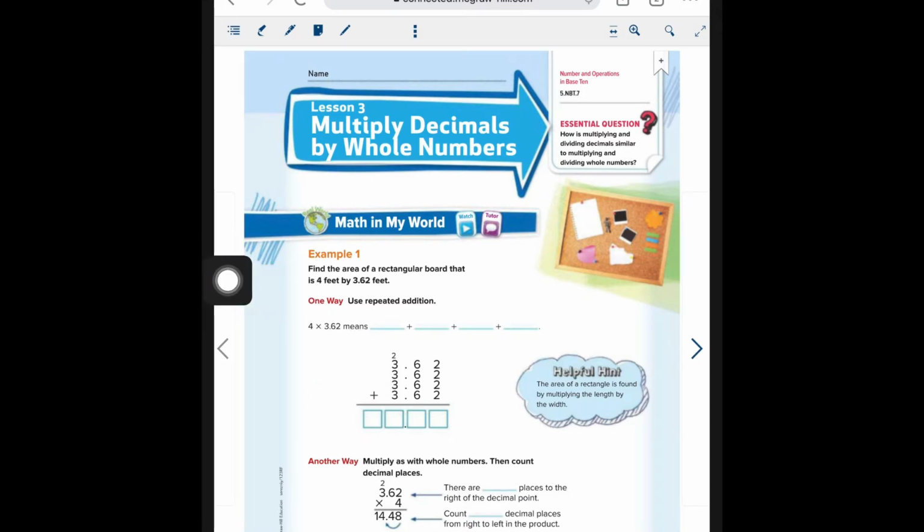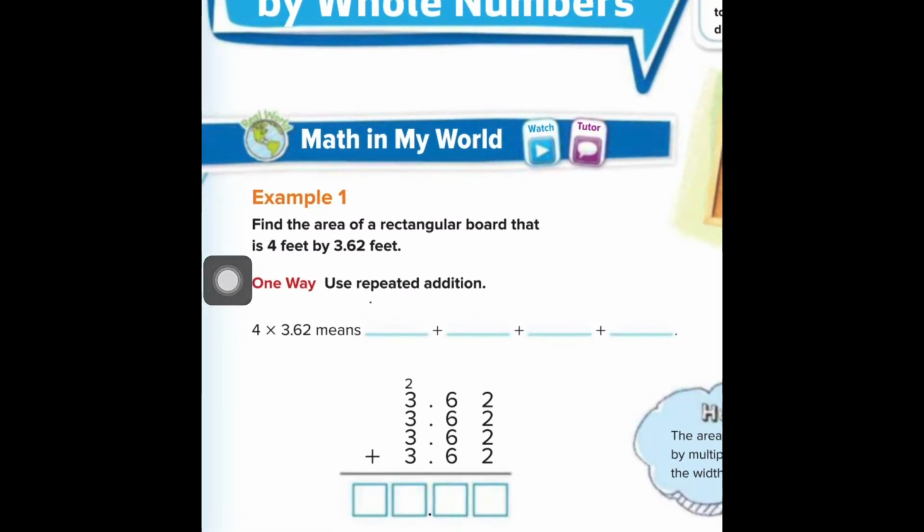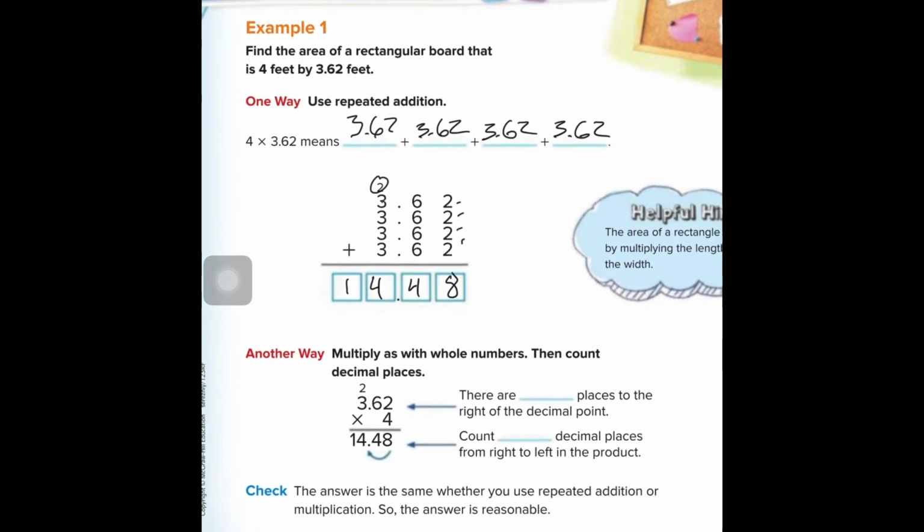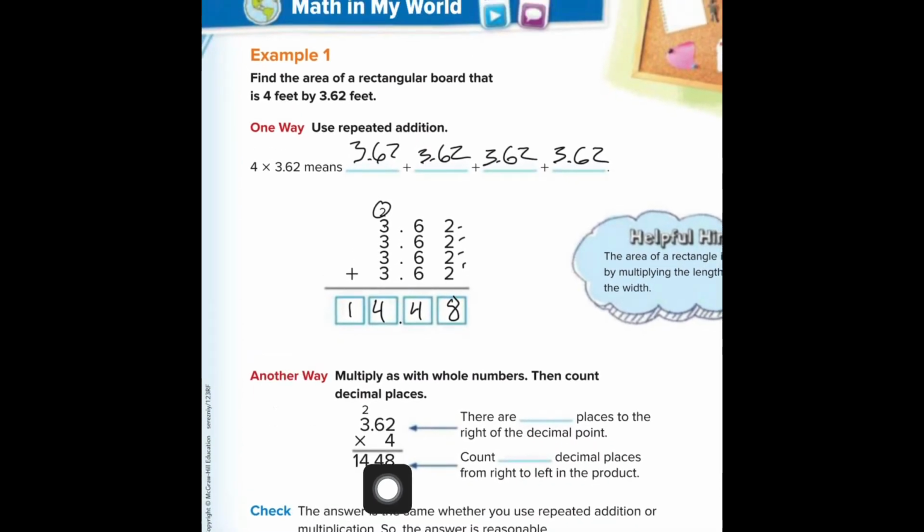4 times 3.62 means that you're going to do repeated addition. So 3.62, 3.62. You get the idea. Then we're going to add them all together. So we have 2, 4, 6, 8. 6 plus 6 plus 6 plus 6 is 24. Carry the 2. Then we have 3 plus 3 plus 3 plus 3. So that's 12, 13, 14. So our repeated addition is 14.48.